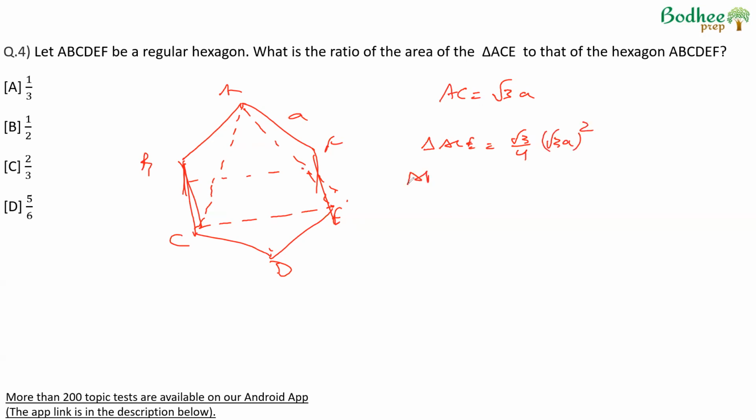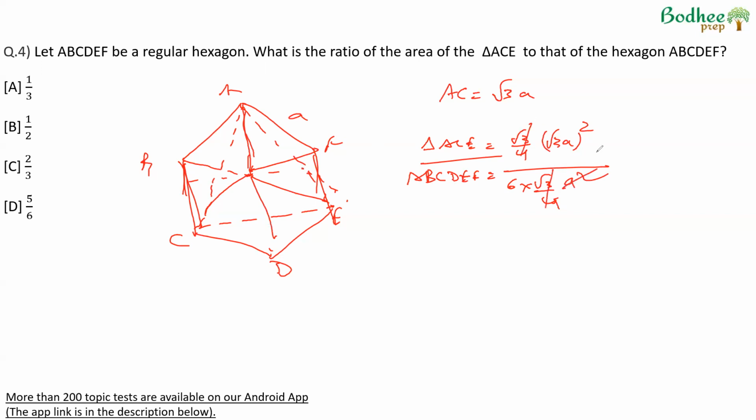The area of hexagon ABCDEF will be 6 into root 3 by 4 a square, because there are 6 equilateral triangles that are formed in a hexagon. We look at the area of each triangle as root 3 by 4 a square, multiply that by 6. a square gets cancelled out. We get root 3 square upon 6, which is 3 by 6, or 1 by 2, becomes my answer.